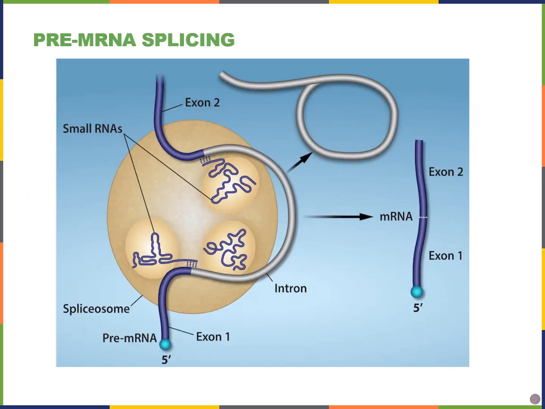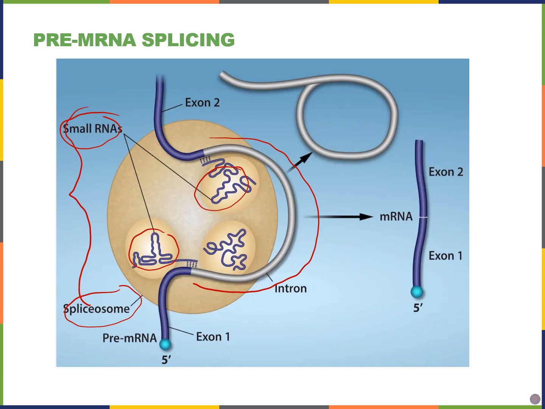Here's another look at the same thing. In this image, the whole thing over here is the spliceosome, and we can see these small molecules are those small nuclear RNAs. This silver segment right here is the intron that we're going to splice out, and over here would be the 5' and 3' ends of the introns that are recognized by the spliceosome.